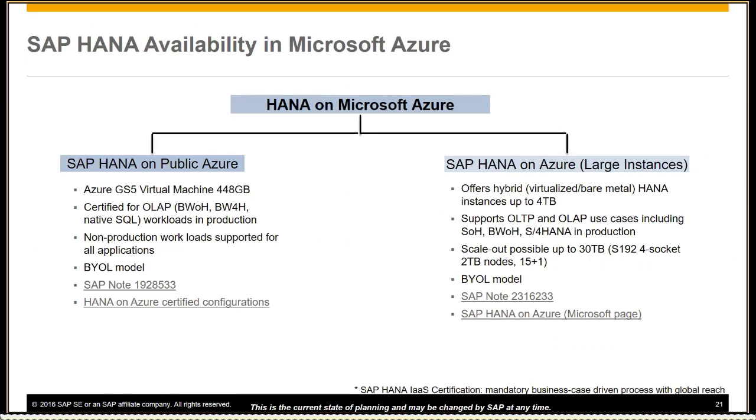So here is what we have when it comes to SAP HANA on Microsoft Azure today. So we have SAP HANA on public Azure. The configuration supported is the Azure GS5 with 448 gig, and it is currently supported for the OLAP, the analytical workloads with BW for HANA, or even the native SQL applications if someone wants to run the analytics on top of it. Okay. And then we also have SAP HANA on Azure large instances.